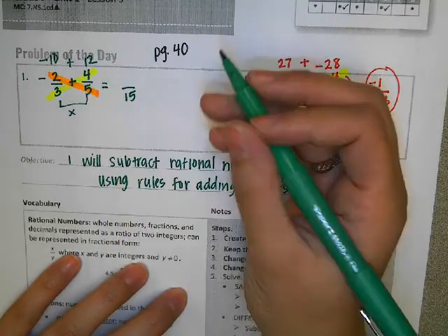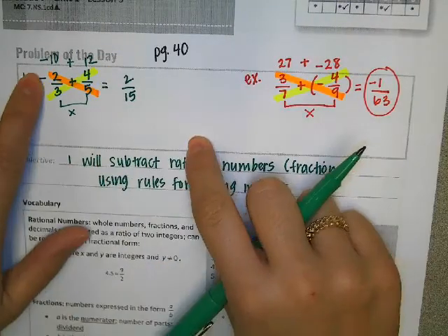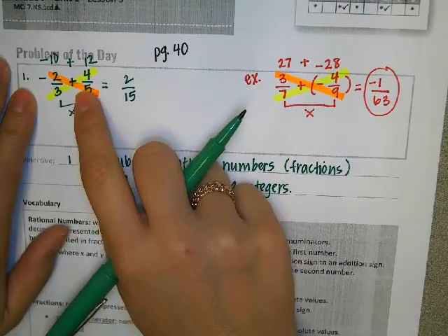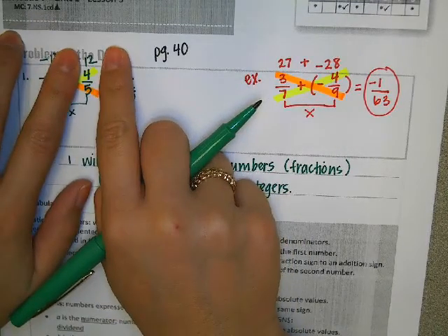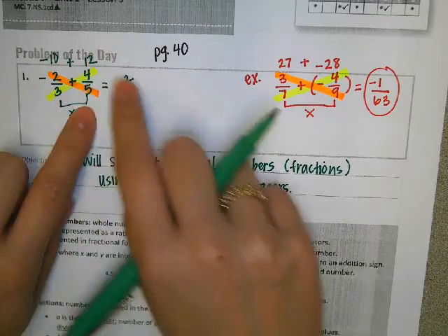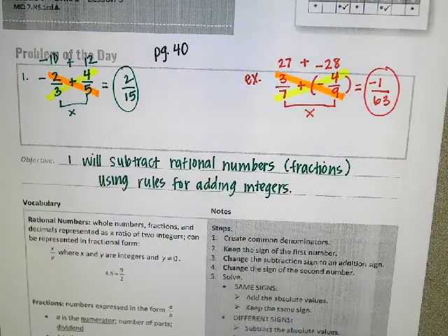12 minus 10 is 2, and I'm going to keep the sign of the bigger absolute value, so I'm going to take the absolute values 10 and 12. 12 is bigger than 10, so my final answer is going to be a positive 2 over 15.